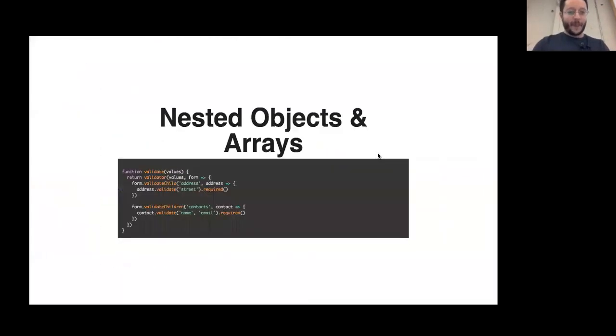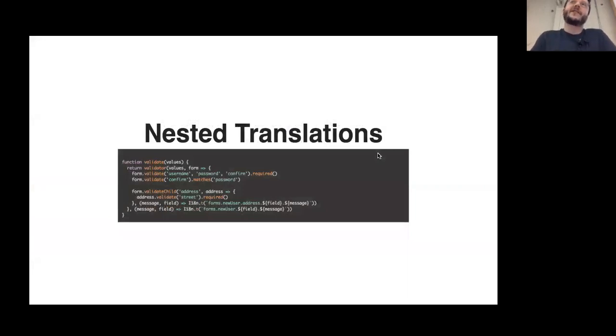The next topic after nested objects and arrays is nested translations. Just like you could give a custom translation function to your outermost validation function, you can give another one to validate child and validate children. In this case, the messages come from forms.newuser.address rather than just forms.newuser. So maybe you just want the validation message to read a little different.